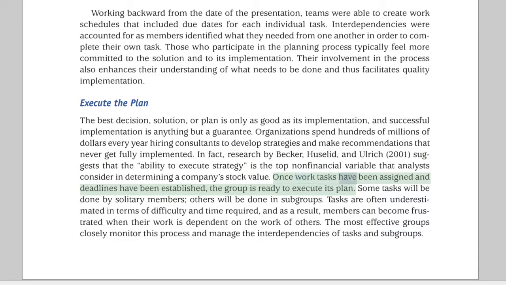Once work tasks have been assigned and deadlines have been established, the group is ready to execute its plan. Some tasks will be done by solitary members, others will be done in subgroups. Tasks are often underestimated in terms of difficulty and time required, and as a result, members can become frustrated when their work is dependent on the work of others. The most effective groups closely monitor this process and manage the interdependencies of tasks and subgroups.